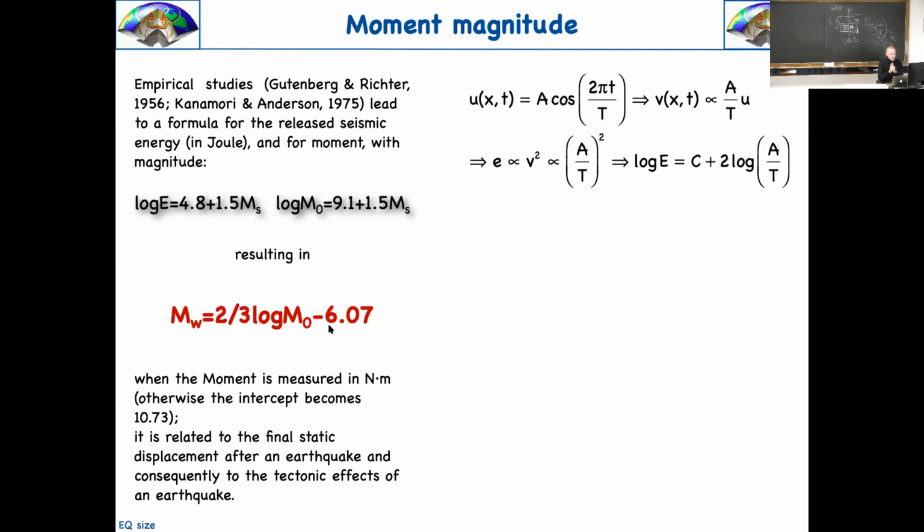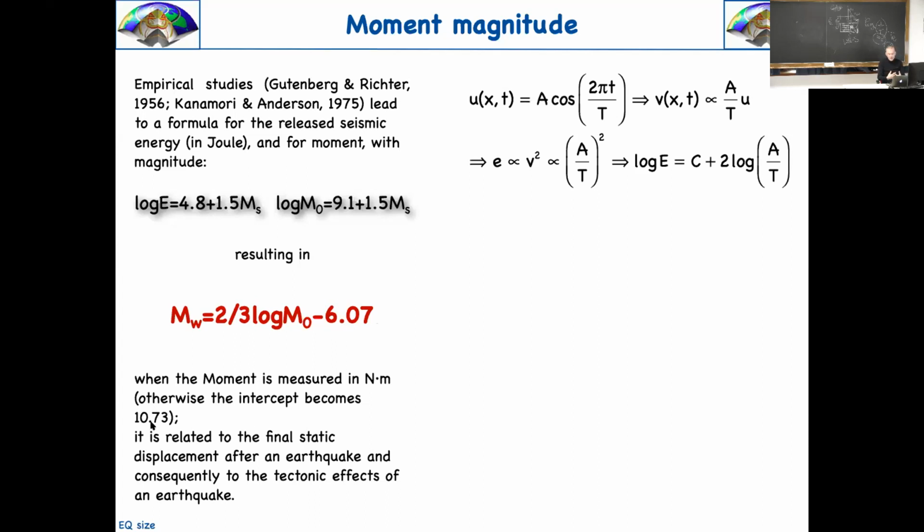And they say, okay, now we have a slope, how to fix the intercept? Well, the intercept has been decided so that at magnitude 8, MS gives the same amount as MW. And the final formula is this. Pay attention, because 6.07 is valid when you use Newton times meters. If you use dynes centimeters, that's the number here.